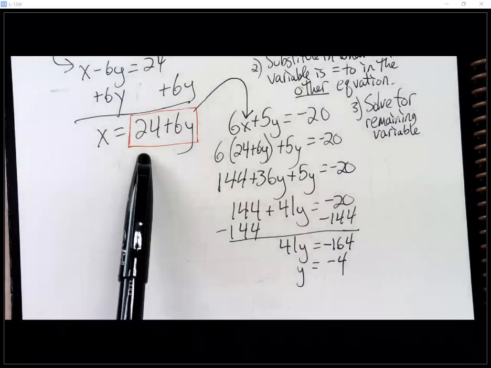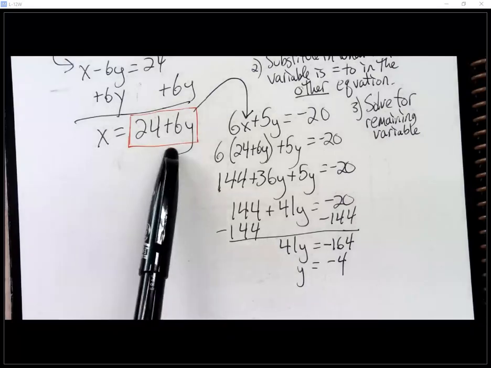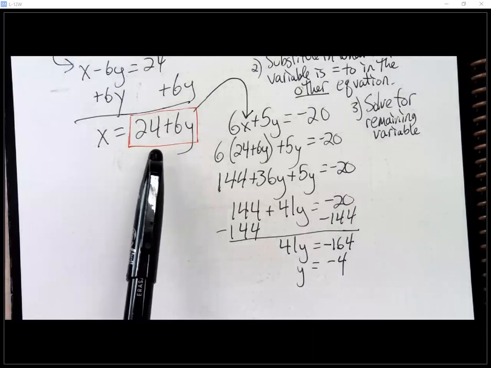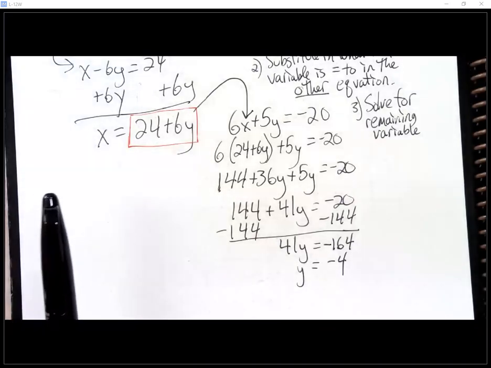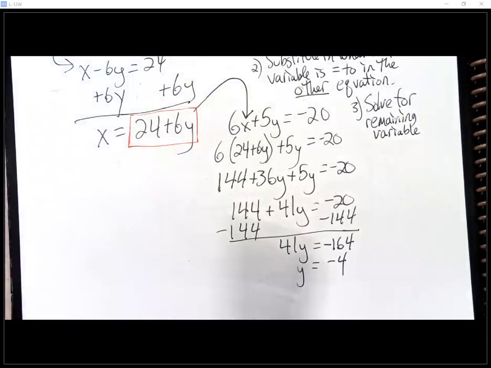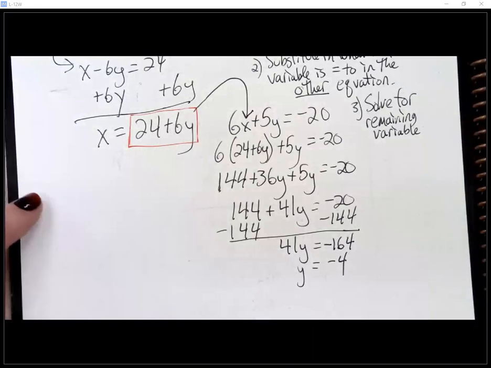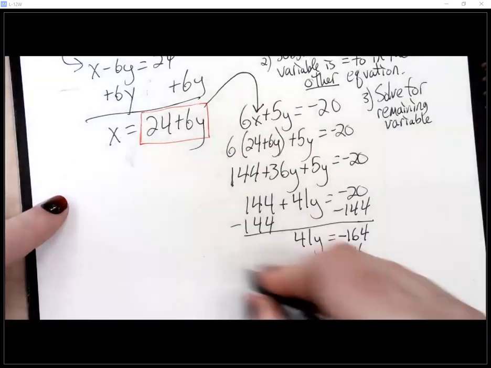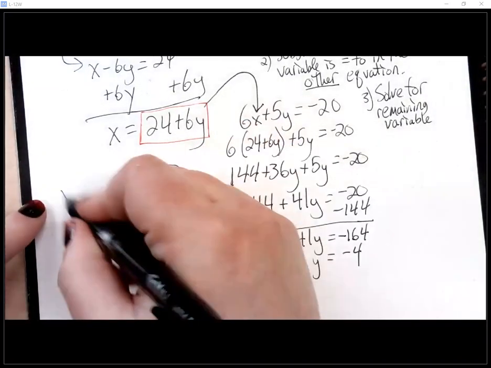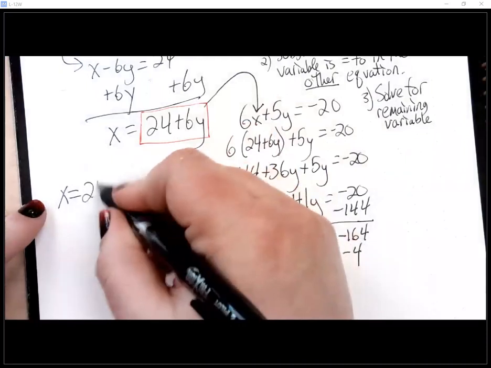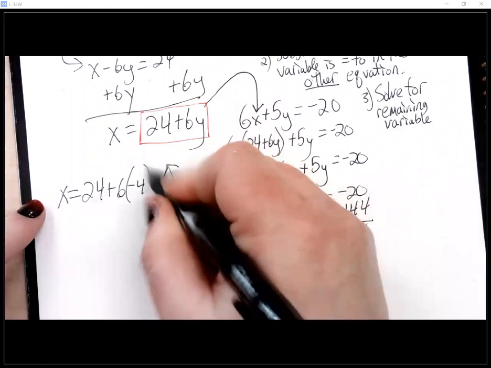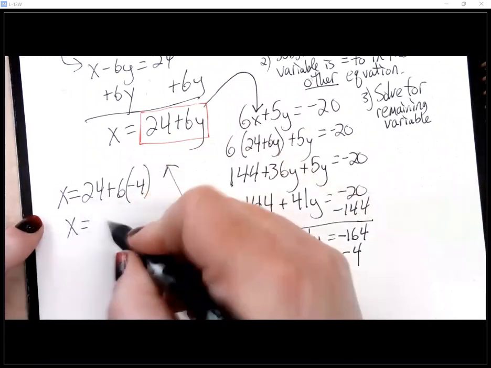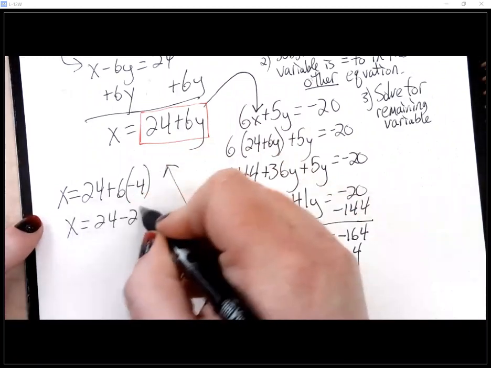Isn't x equal to 24 plus 6y? But now I know what y is. So now I can figure out what x is. So for my fourth step, I'm going to take that answer and go find the other variable that I don't know yet. So I'm just going to go back over here. x is equal to 24 plus 6 times -4 in this case. Oh, how interesting. So x just so happens to end up being 0.